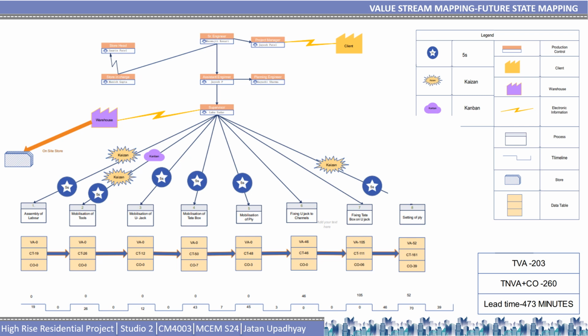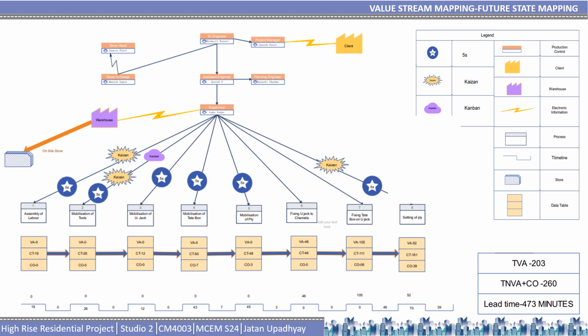Coming to the future state mapping of the value stream map. Basically, value stream mapping is a lean production tool that allows visualizing and understanding the flow of material and information within a value chain. It is also defined as an improvement process that aims to maximize value by identifying and eliminating waste in the value chain. There are four main steps involved in the VSM process, to be described.